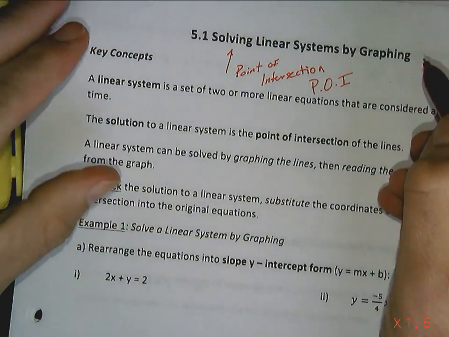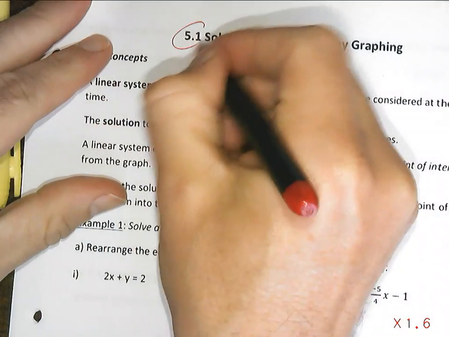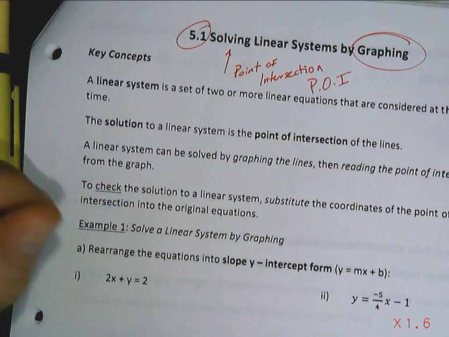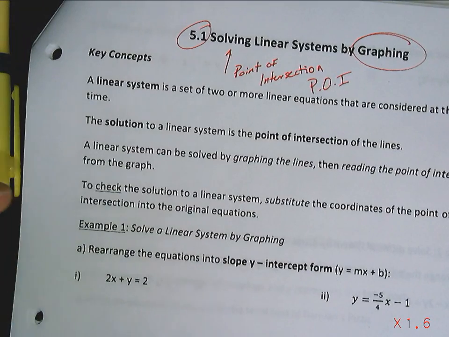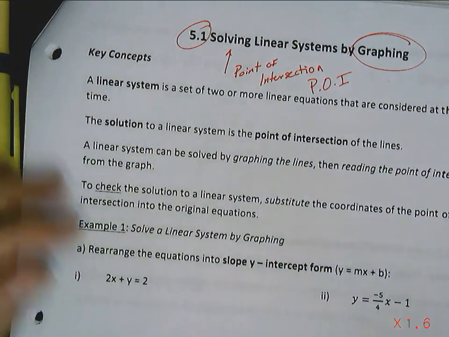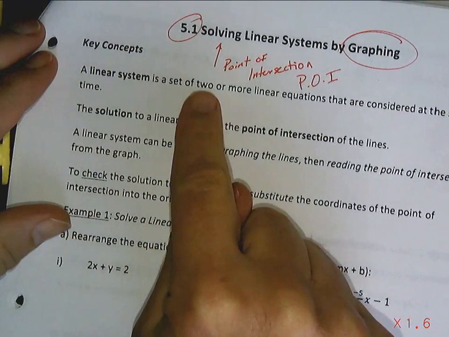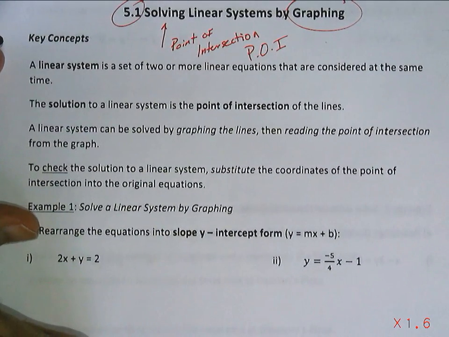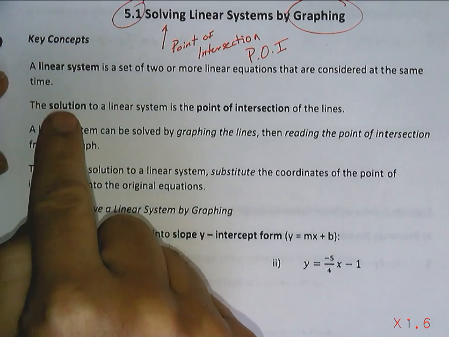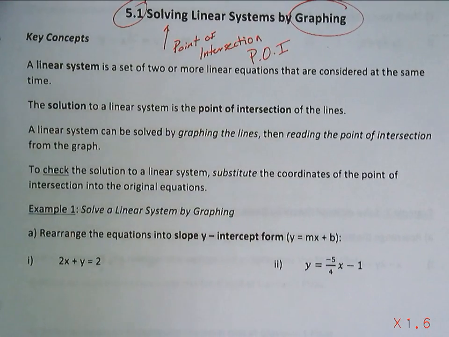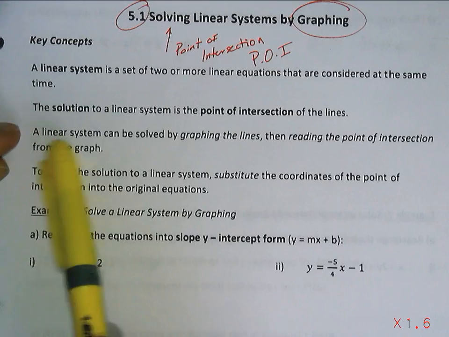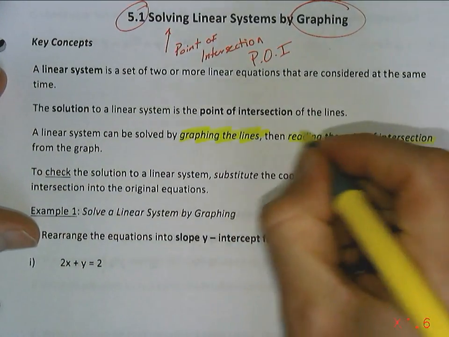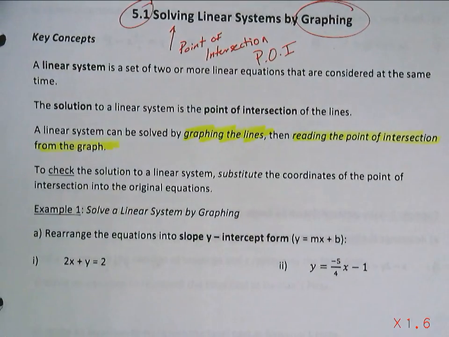And they're telling us how to do it in this lesson. So for lesson 5.1, we're going to do it by graphing, which begs the question, are there other ways to do it? And the answer is a definite yes. And we're going to have to learn those as well. So a linear system is a set of two or more linear equations that are considered at the same time. So two or more. The solution to a linear system is called a point of intersection. A linear system can be solved by graphing. And once we graph it, we read the point of intersection from the graph.